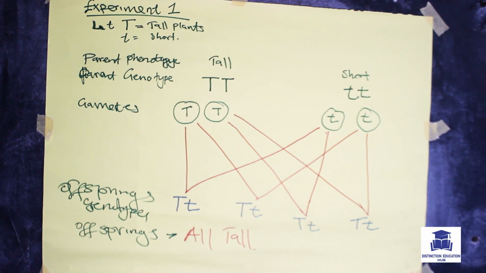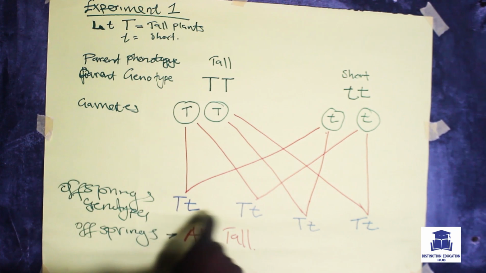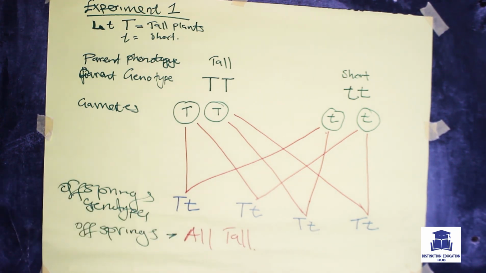Let us pay particular attention: they are all tall. Why? Because it has been noted that tallness is dominant in each offspring. So in the phenotype, they are all tall. So ladies and gentlemen, that is how this model, or this experiment, showed it.